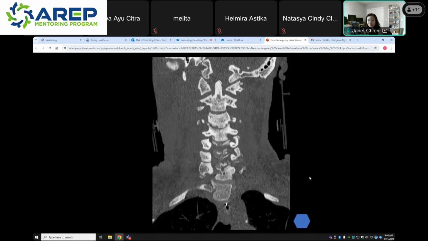And who wants to take this one? This is a challenging one because the finding is so symmetric. Anybody? I promise I will help you. What do y'all see here?